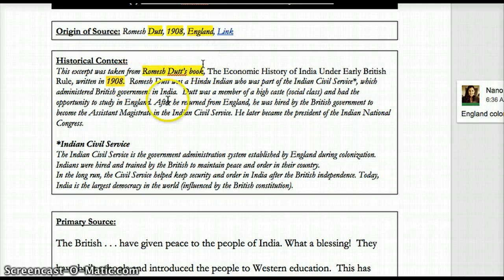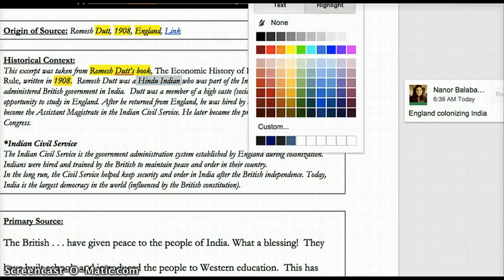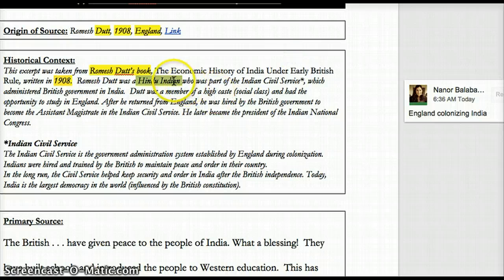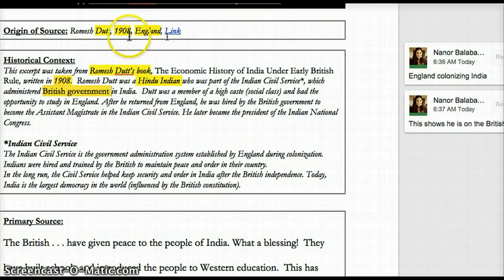And let's figure out who he is. Okay, so he's a Hindu Indian. Just by knowing that Hindu Indian, I'm thinking he's probably going to support the Indian side. But let's keep reading. He was part of the Indian Civil Service, which administered the British government in India. So it looks like he works for the British government. Let's put a comment there. This shows he is on the British side. This shows us his perspective.